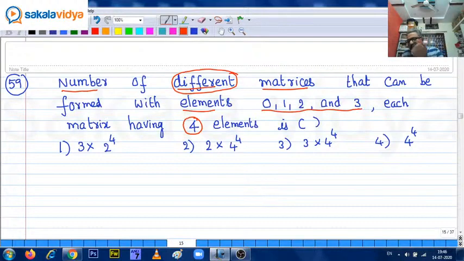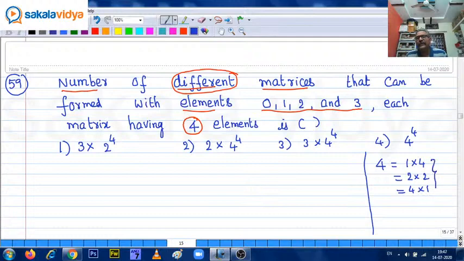Here also we can make use of the 0. 0 is accepted. Now, 4 elements means, for example, let us write the factors of 4: 1 times 4, 2 times 2 and 4 times 1. That means we can frame 1 by 4 order, 2 by 2 order, 4 by 1 order. That means 3 ways we can find the matrices, 3 different orders we can frame.